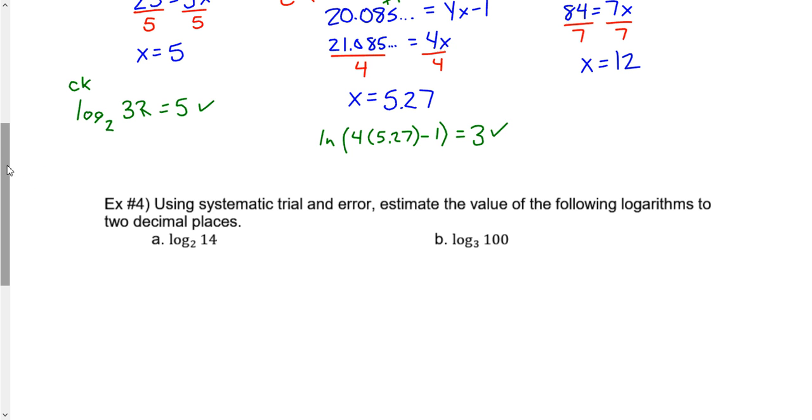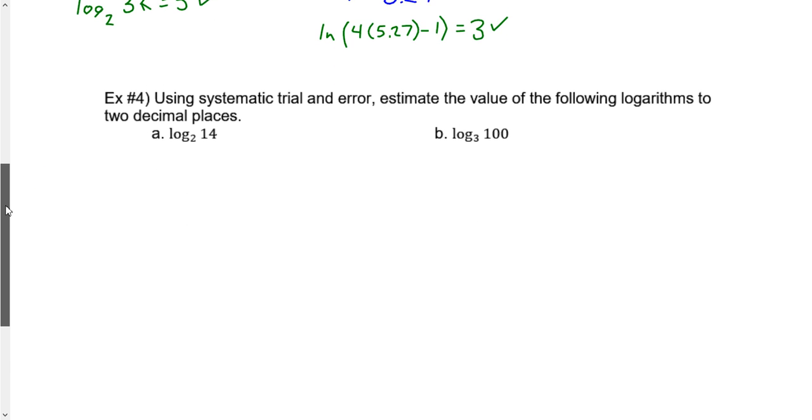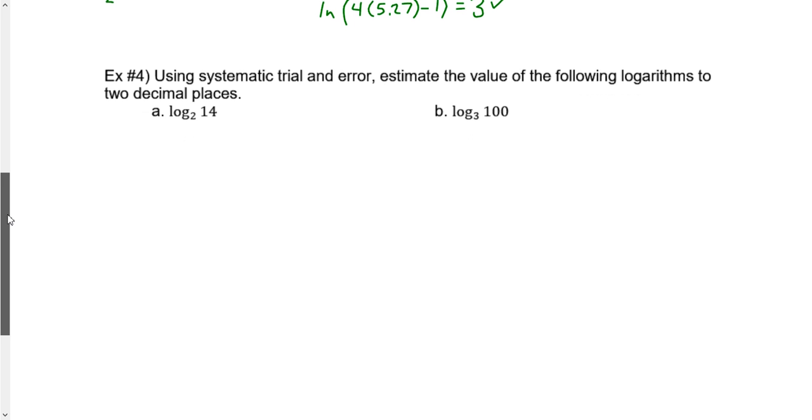Okay, so last time, I know that systematic trial and error is not your favorite, but it's useful in some cases. I will show you a way of doing this faster, and you will very likely like it a lot better. We have to try and estimate log base 2 of 14. You can't actually type that into a calculator yet. There is a way to do it, but all that we're doing is saying it equals x. So let's try and evaluate to 2 decimal places. 2 to the power of x equals 14.